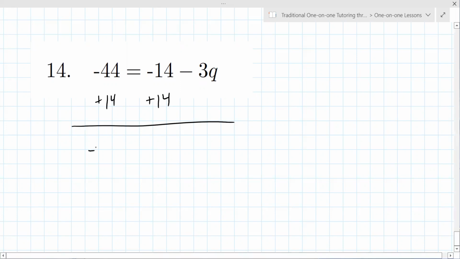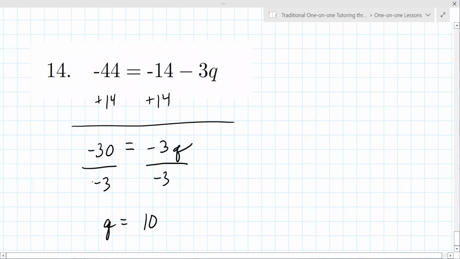-10. So we got -30 equals -3q. Yep, almost there. And you're dividing both sides by -3. -10, plus 10. Two negatives make a positive. Yeah, right. Positive. Okay. There's a lot of rules.